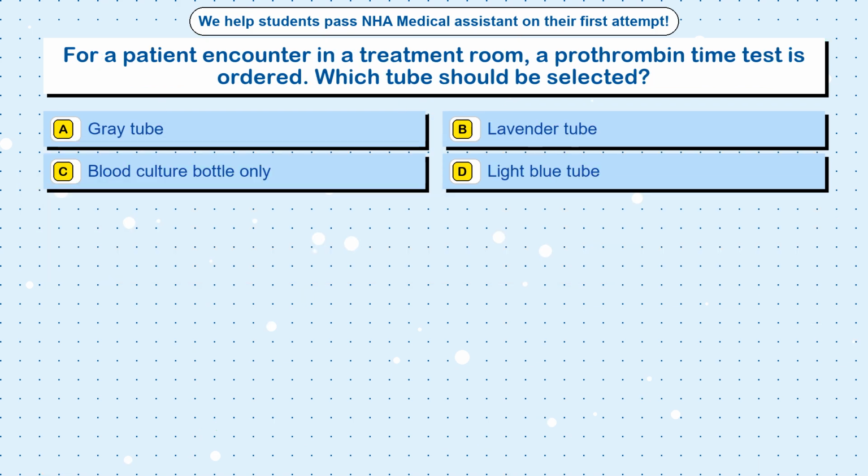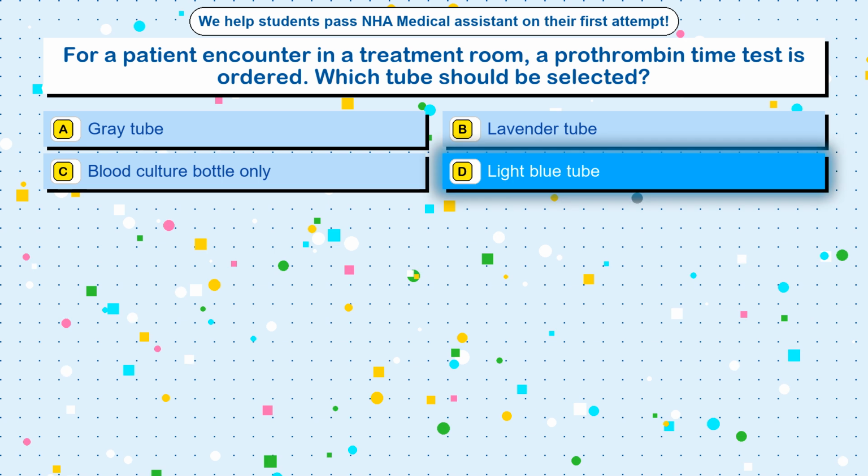Question 20. For a patient encounter in a treatment room, a prothrombin time test is ordered. Which tube should be selected? Option A, gray tube. Option B, lavender tube. Option C, blood culture bottle only. Option D, light blue tube. The correct answer is option D, light blue tube.